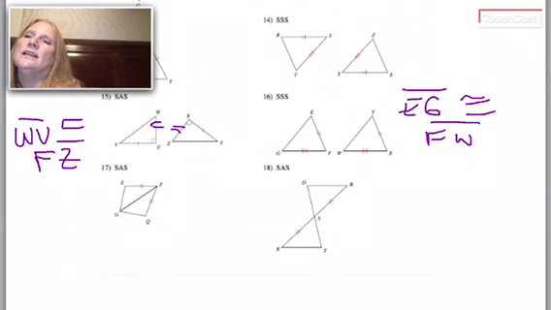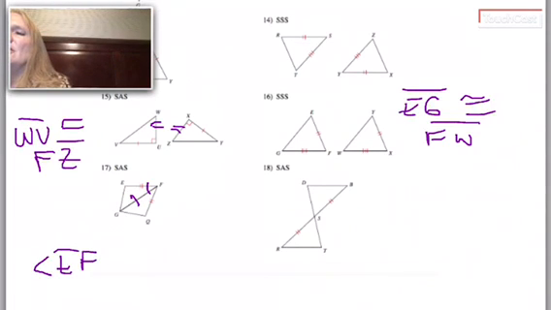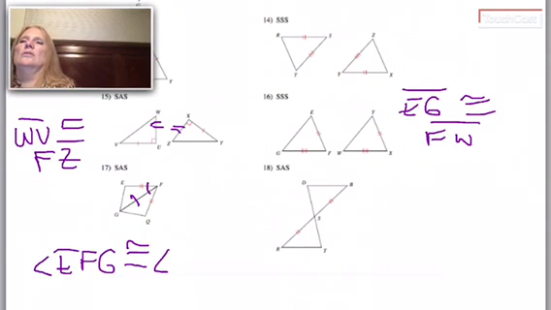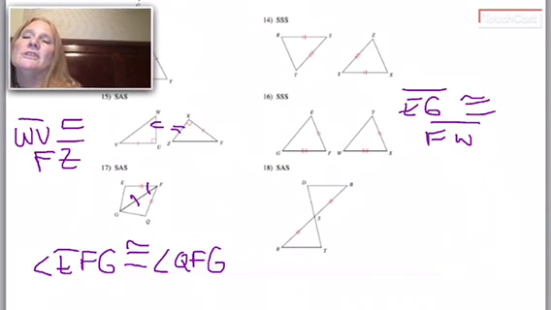For 17, side angle side, well, we have one side marked, and then we have this side, which is in both triangles. So the angle that's missing is the angle in between both. And this is so small, I don't know if I can draw it, but it would be that angle there. So we would call that angle EFG, and that is congruent to angle, gosh, I think that's QFG. Okay, we can't just say angle F because we don't know which one we're referring to. You have to write it out.